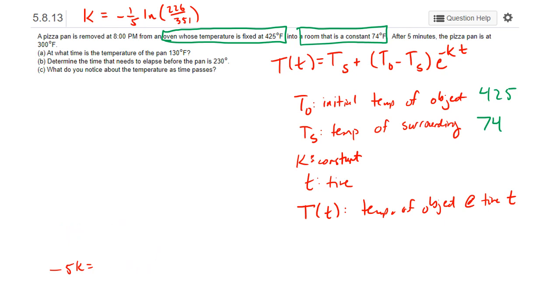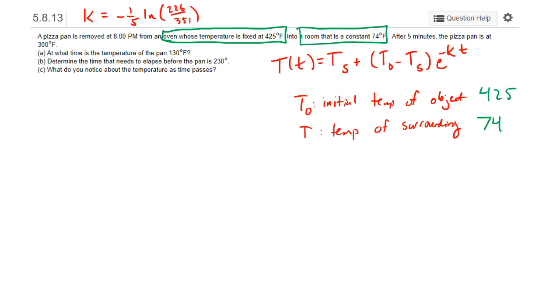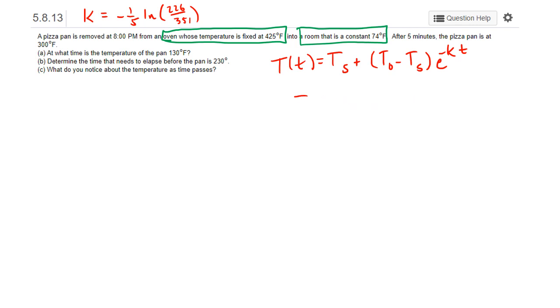In these sorts of scenarios, k represents something intrinsic about the material of your object, related to how fast energy moves through it. So our pizza pan, for example, might change temperature a lot faster than some sort of object that's got some insulation on it. It might change slower than maybe a big block of solid steel or something, which can radiate heat away quite quickly. Anyway, part A. At what time is the temperature of the pan 130?